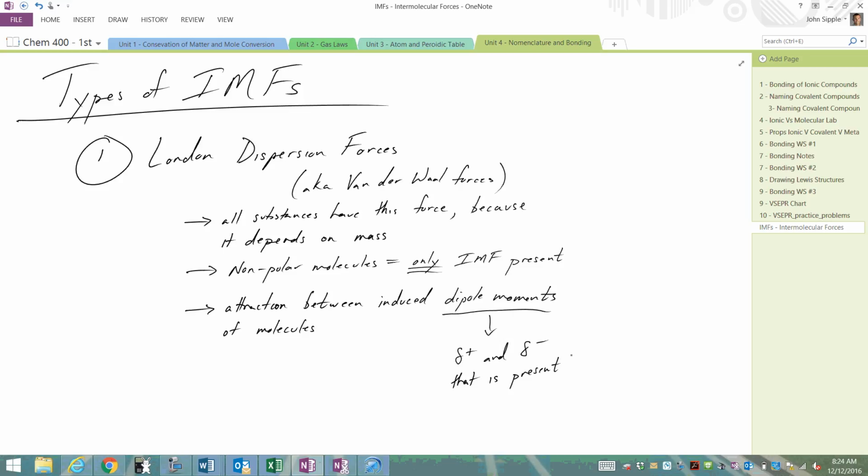If you can imagine, there are two nonpolar molecules. Nonpolar means there's not a dipole moment in them right now. There's not a partial positive side, there's not a partial negative side. But what happens when you move these molecules closer and closer together? As they get closer to one another, what is on the outside of the molecule? What's on the outside of an atom?